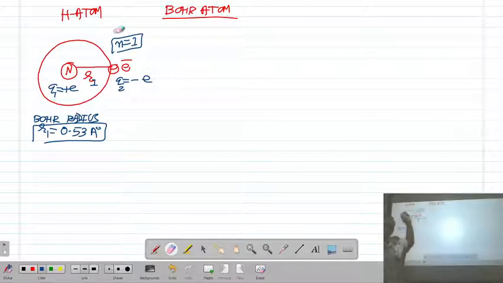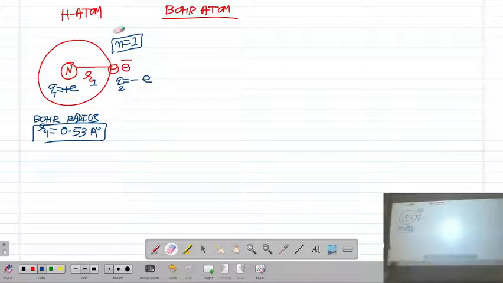So let us consider a hydrogen atom in which the electron is revolving in an orbit around the hydrogen nucleus. Let us consider the first orbit, n equal to 1, the smallest orbit of the hydrogen atom. Its radius is 0.53 angstrom, and this radius is known as the Bohr radius.